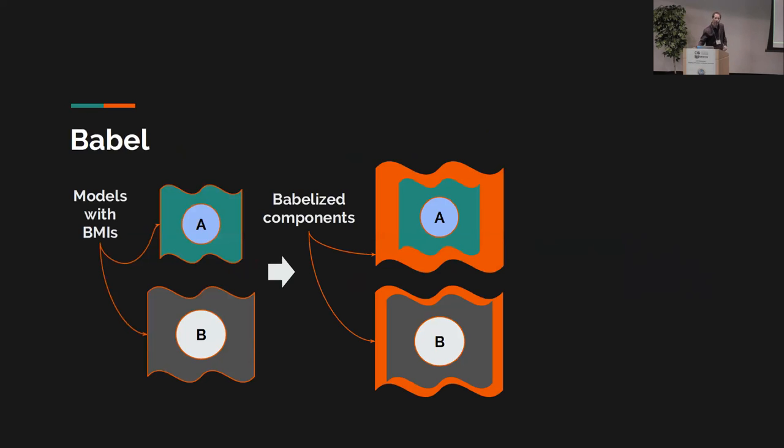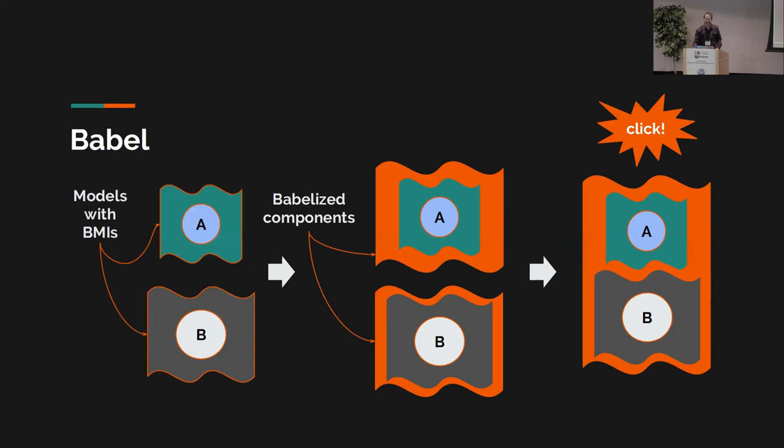Well, if we run them through Babel, they become Babelized components, right? And I love that word Babelized. We use that word with pride. And so you can see that the orange, that would be our Python wrappers around these, they look like they fit together very nicely. Satisfying click once again. So again, we could use Babel to try to couple models written in different languages. So that's cool. And again, this works, but in a narrow set of cases, maybe a little wider than just BMIs, but still a narrow set of cases.